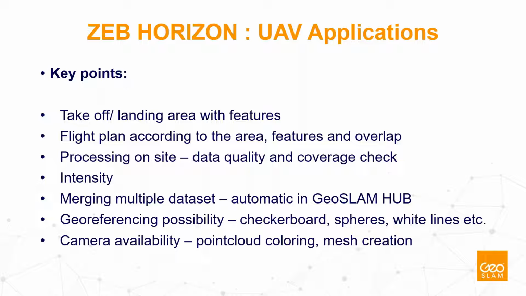Processing on site is always recommended so that you check the data quality and coverage density, something that only Horizon has and not Revo or the RT system. It gives more information about the structure and the environment, and also can be used for the georeferencing. Use reflective targets like checkerboards or white paint marks on the roads.